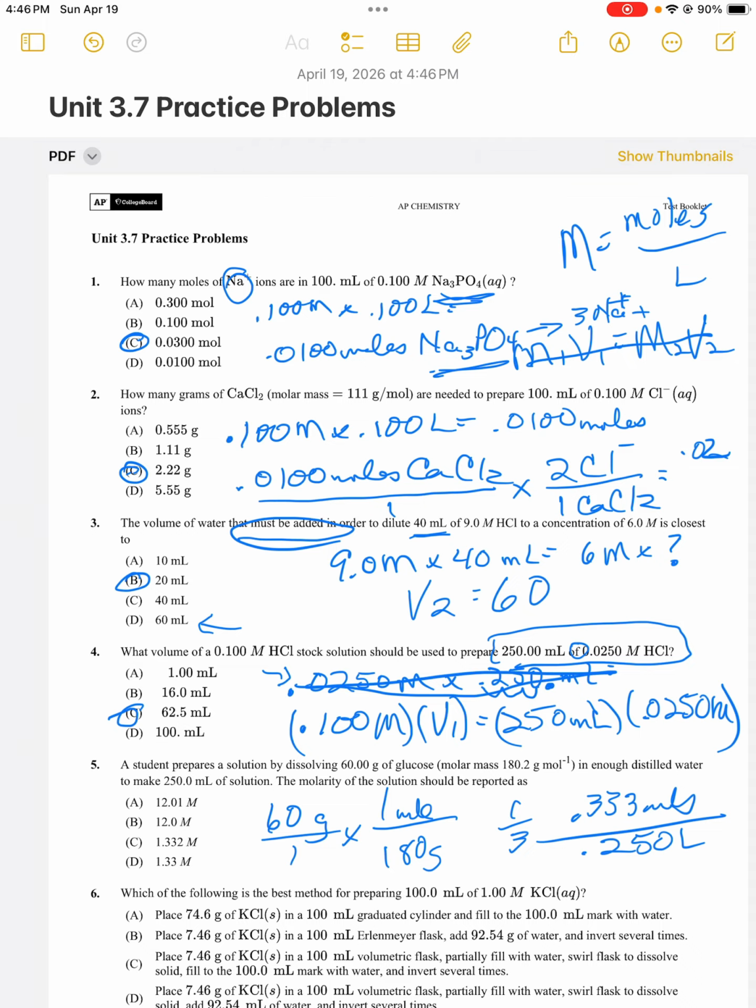Let's see here. 0.33 divided by 0.25. I get 1.332. There it is. Oh, look, this is a sig fig question.